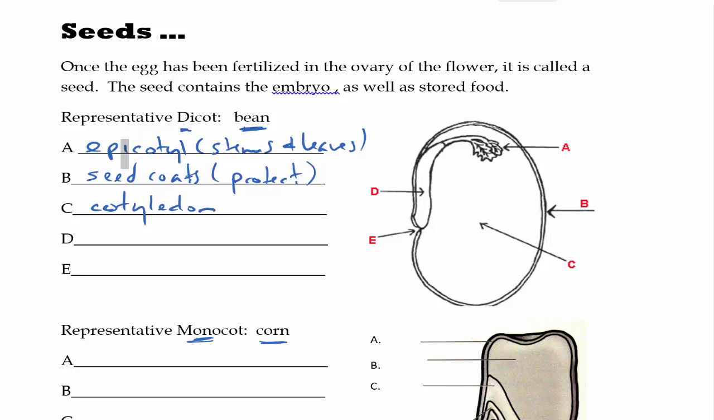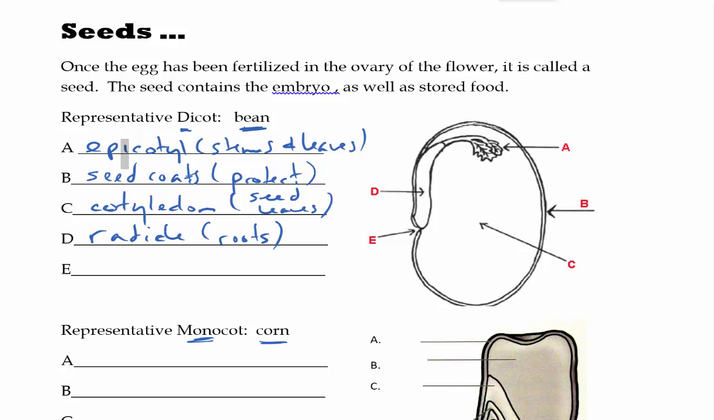Cotyledon. These are the seed leaves. And then we have something called the radicle, D, which grows into the root. Not radish, radicle. Radicle, those will become the roots.